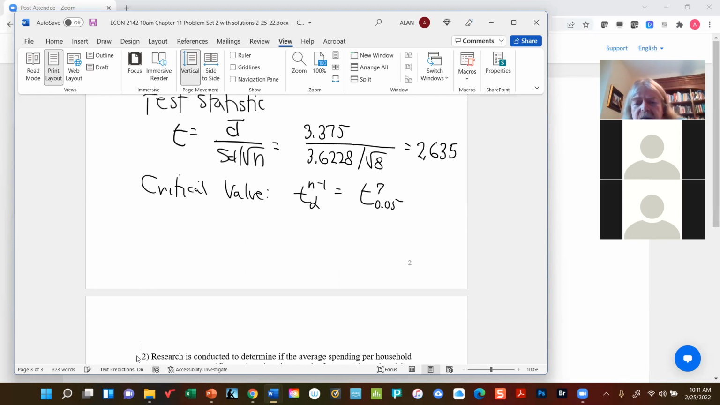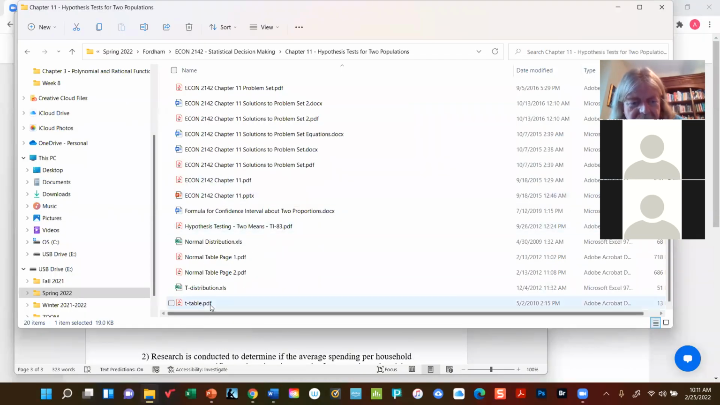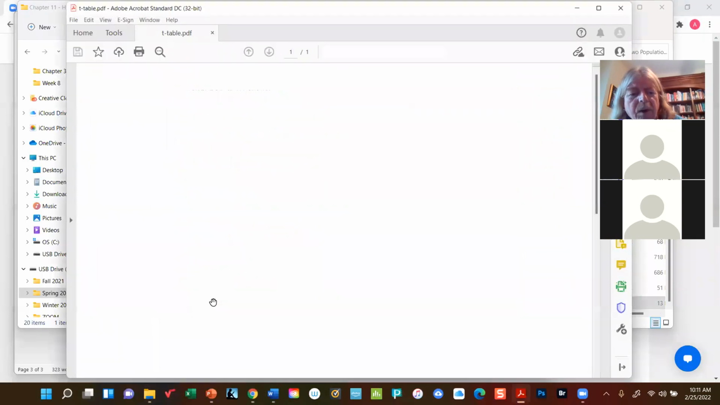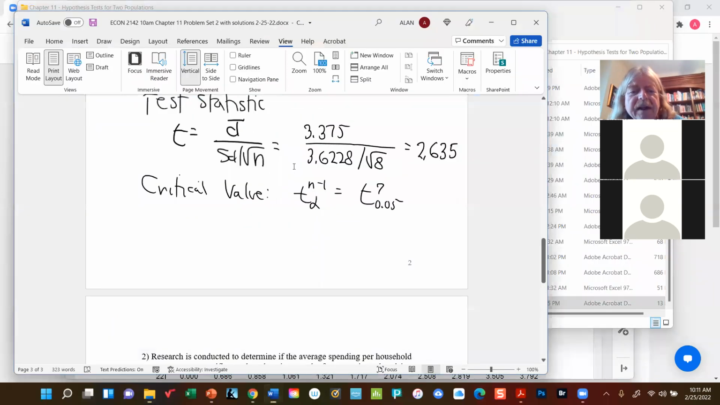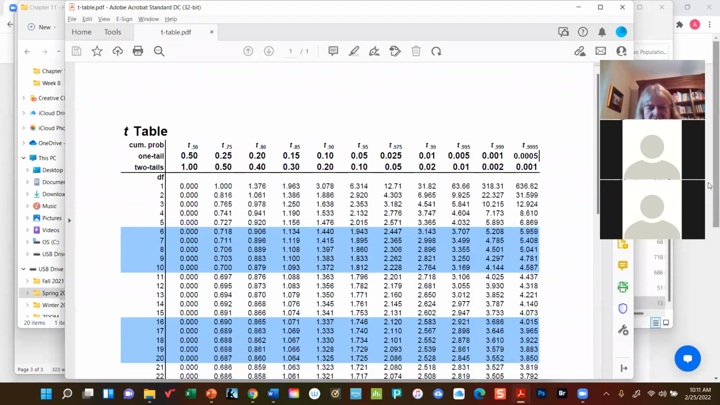So you could go look at the table if you want to. In fact, let's do that. Let's go get the table. Hold on one second. But you might be better off using your calculator in this case. 7, the tail area is 0.05. We have 7 degrees of freedom. That means we're looking at this table, this column. And there you go. With 7 degrees of freedom, we're looking at 1.895.